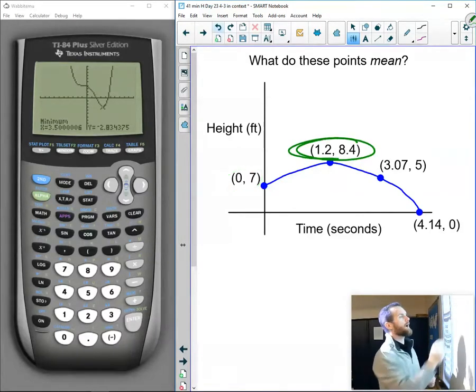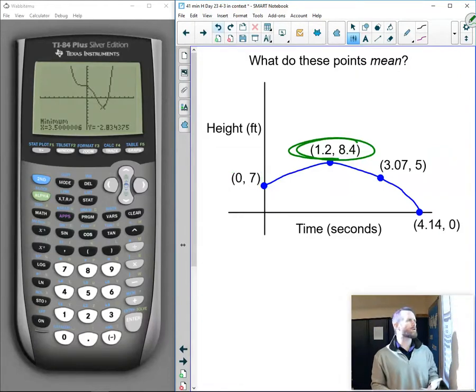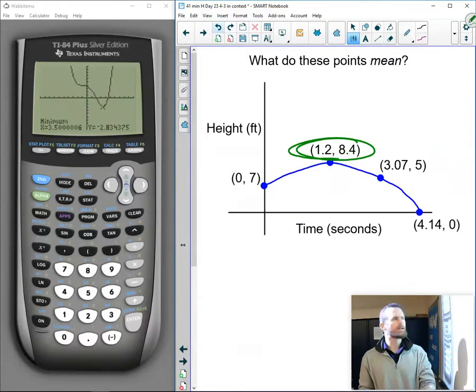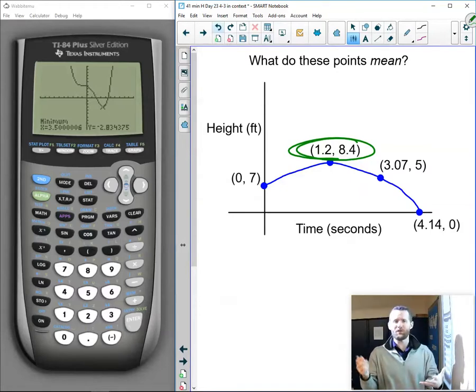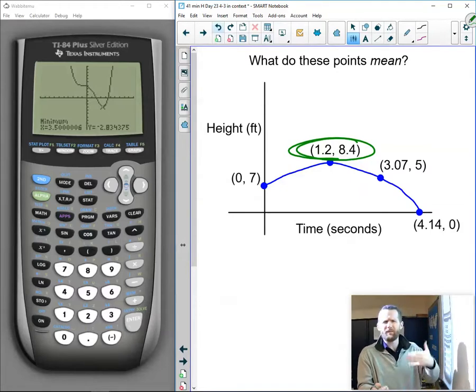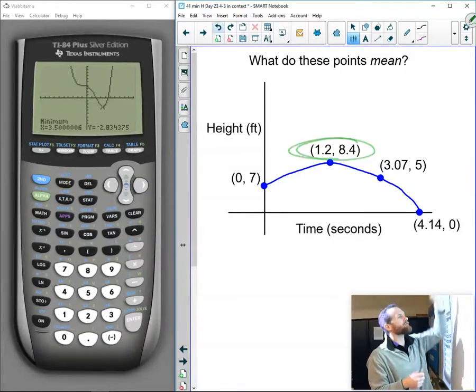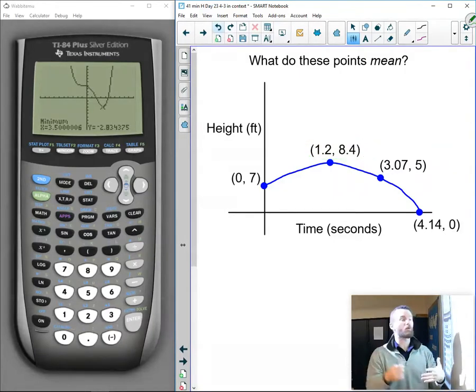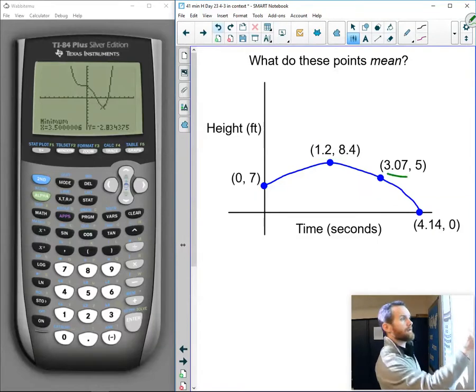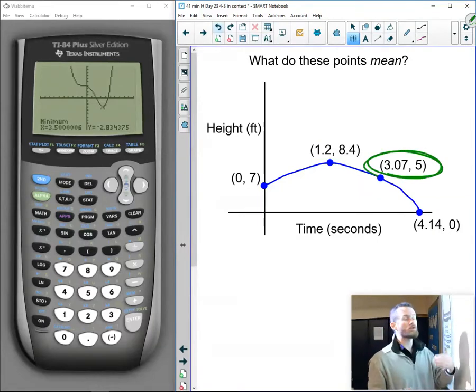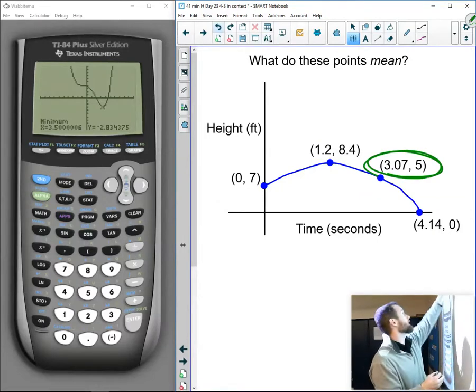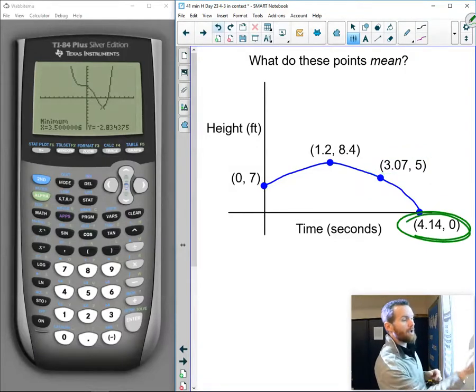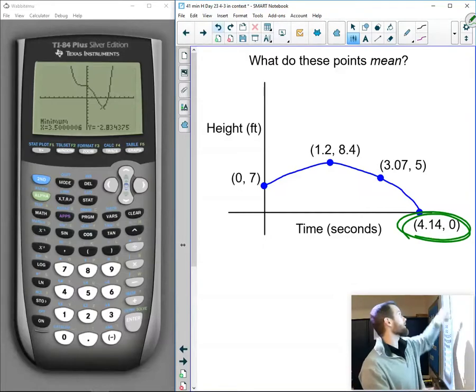Similarly, right here, we've got 1.2 and 8.4. So that means at 1.2 seconds, our projectile, whether it's a ball or a rocket or a potato out of a potato launcher, whatever it is, after 1.2 seconds, it's 8.4 feet in the air. Down here, at 3.07 seconds, it's 5 feet in the air. And down here, at 4.14 seconds, it's 0 feet in the air. So that means it's hit the ground.